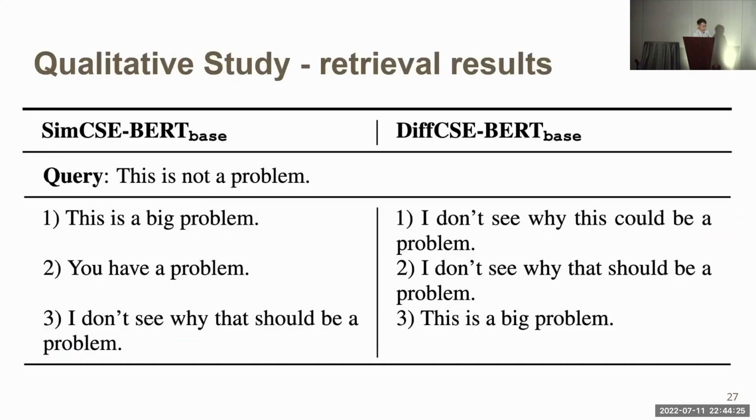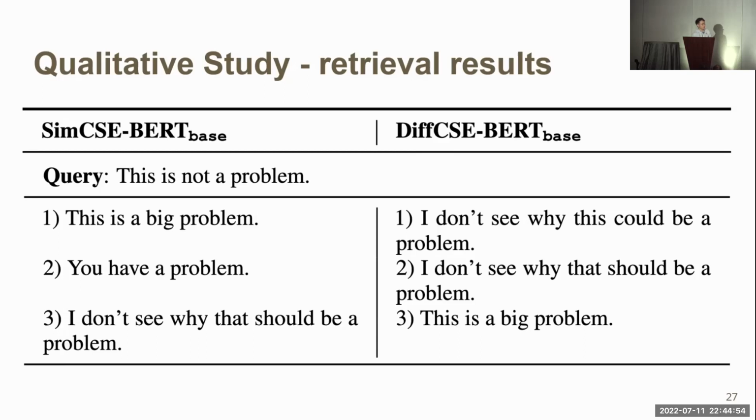Here we show the retrieval examples to see the difference between SimCSE and DiffCSE model. Here the query sentence is, this is not a problem. And the top 1 nearest neighbor in SimCSE's embedding space will be, this is a big problem. So this sentence has the opposite meaning. So it's a mistake made by SimCSE because of the sentence structure bias.